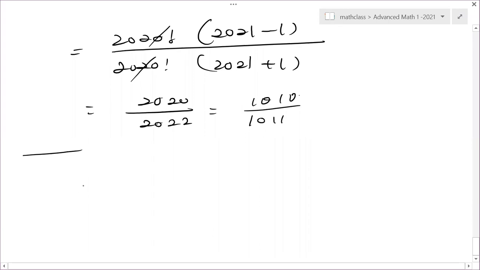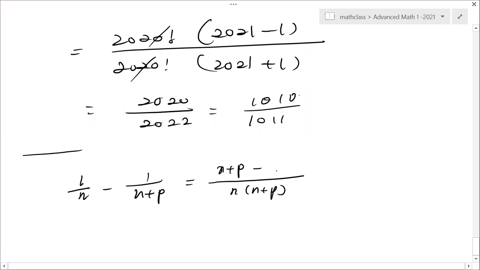Now, we have an important identity, 1 over n minus 1 over n plus p. Let's see, can we simplify it? And how do you use this simplified expression? All right, so when you combine them, you need to have the least common multiple of n. Actually, we use the general formula. We can find out just n times n plus p. And then you combine them, and then you simplify into p over n times n plus p.